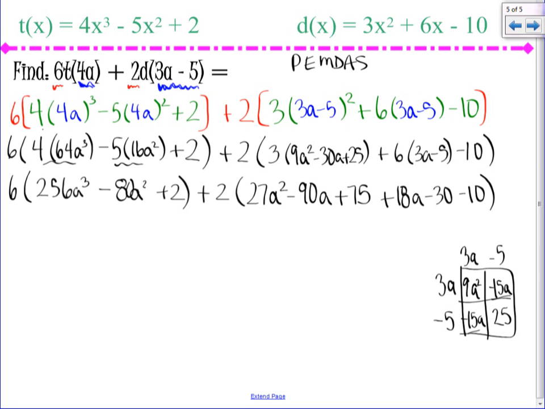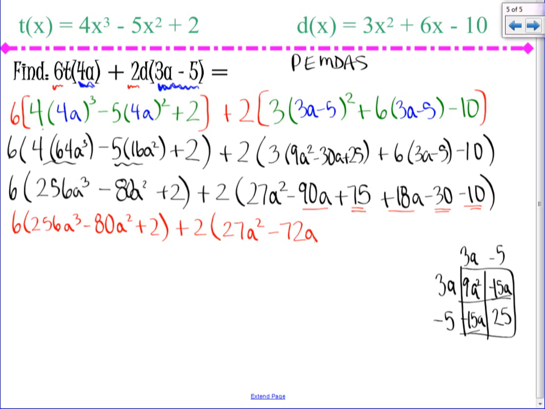What would be a good idea to do over here on the right to kind of clean things up? Yeah, let's combine like terms. Where are our like terms? Looks like we've got these two we can put together, and then all of our constants can be put together. So let's clean this up. This won't change. We've got 27a squared. How many a's do we have now? 72. And what's our number?